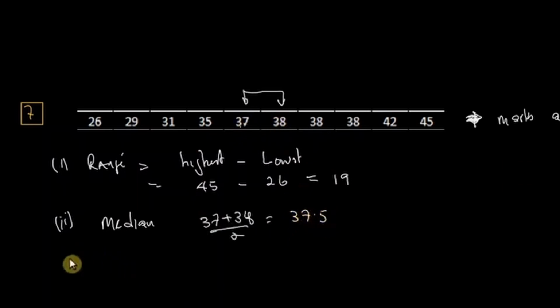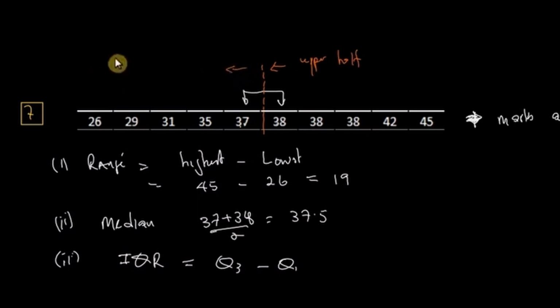Next, we need to determine the interquartile range. So let's just abbreviate as IQR. So IQR is equal to the upper quartile, which is Q3, minus the lower quartile, which is Q1. And we'll explain what those mean in a second. So Q3 is the median of the upper half. So if we take this to be the halfway point, then this is the upper half, and this set of marks below is the lower half. So the median is the center mark in the upper half, which is Q3.